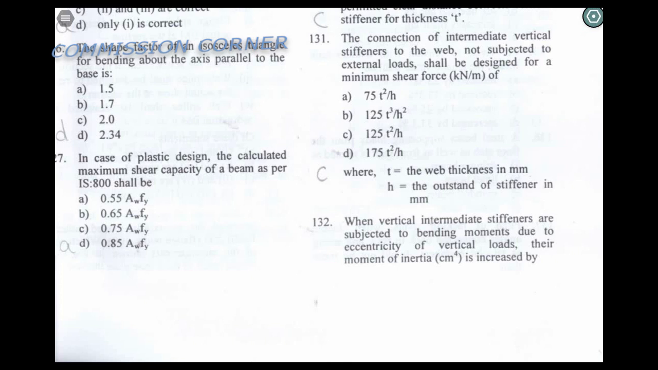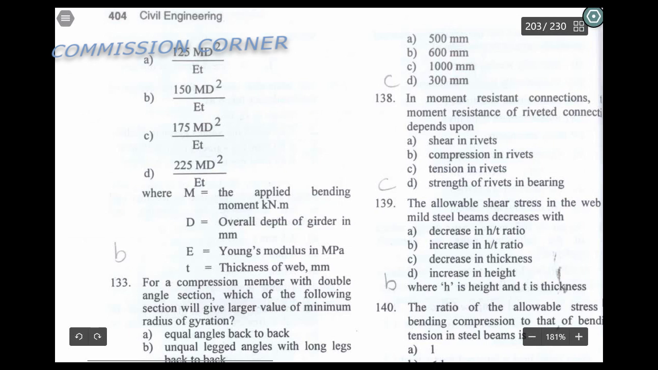Next question. When the vertical intermediate stiffeners are subjected to bending moment due to eccentricity of vertical load, their moment of inertia is increased by 150 M D square upon E t. Option number B is the correct answer. M is the applied bending moment, D is the overall depth, E is the Young modulus, and t is the thickness. Next question number 133.